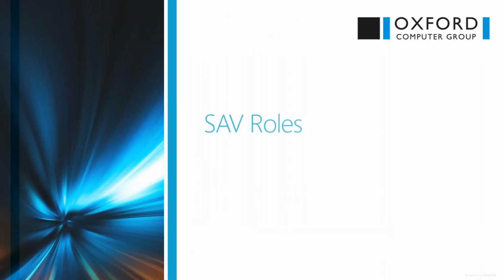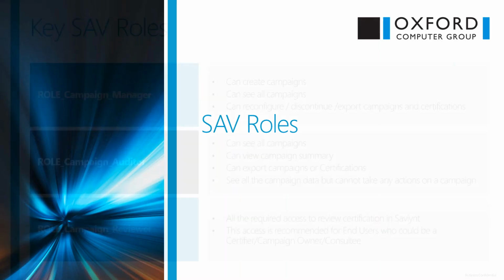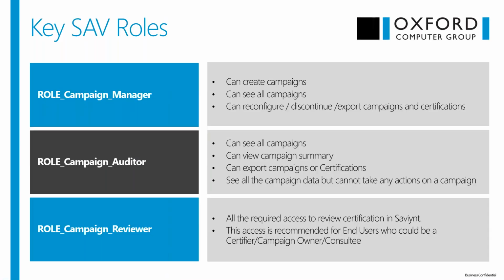So our next topic is Saviynt roles, SAV roles. This is the internal permissions within Saviynt. So for campaigns, here's some key Saviynt roles. You always want a campaign manager. Campaign managers can create campaigns, they can see all the campaigns, they can reconfigure them, export them, and if they need to, they can discontinue. Discontinue meaning in Saviynt, like canceling.